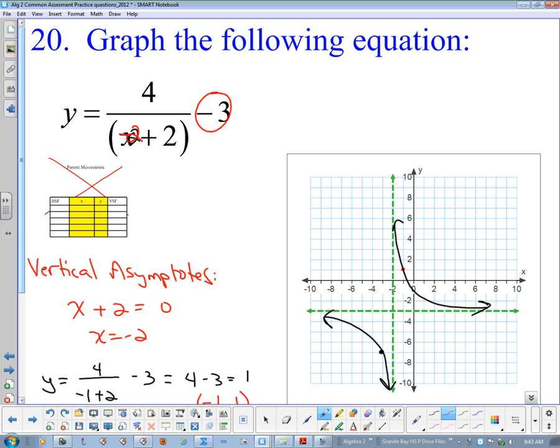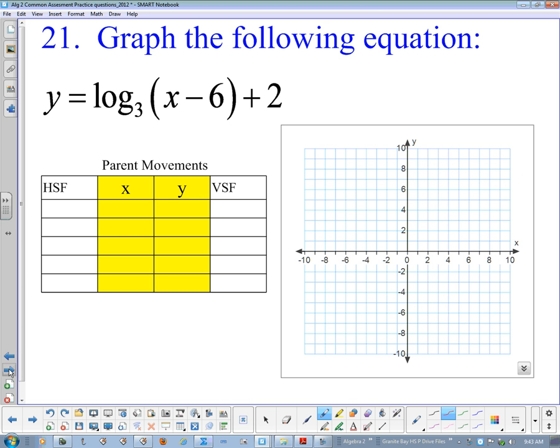Okay. Moving ahead. Now we have to graph a log. And all of these graphs are going to be compared. Remember our 4 columns here? Well, for the most part, you're not going to have to worry about horizontal stretch factors and vertical stretch factors. Maybe a vertical stretch factor.